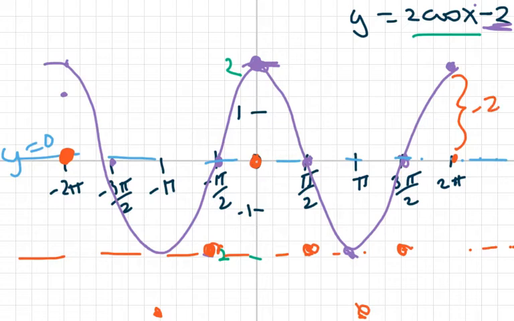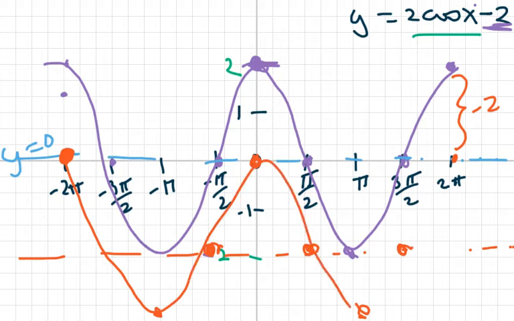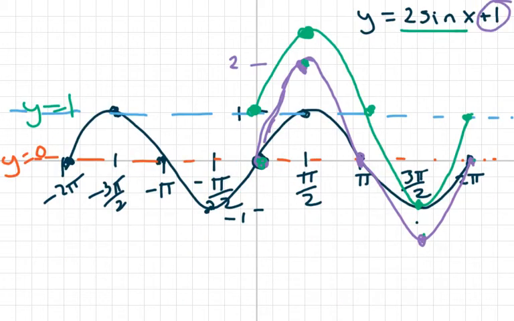So let's see how this looks. So there is the graph. It's a vertical stretch by 2 and then shift it down by 2. Let me see what I did over here. Did I finish it? I didn't finish it.